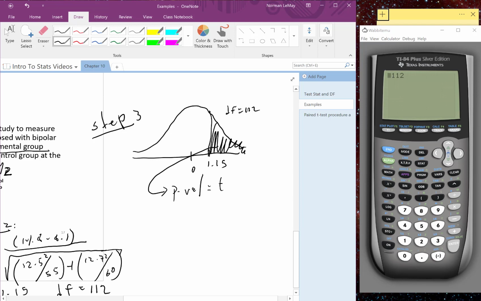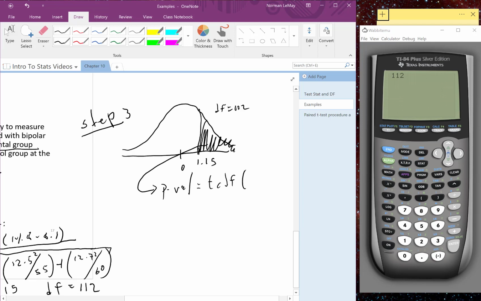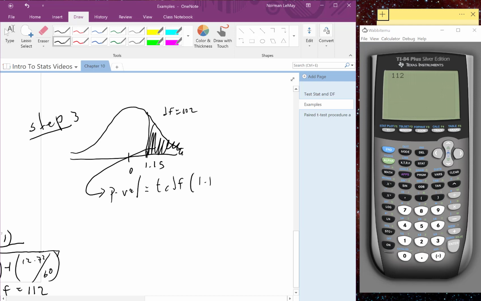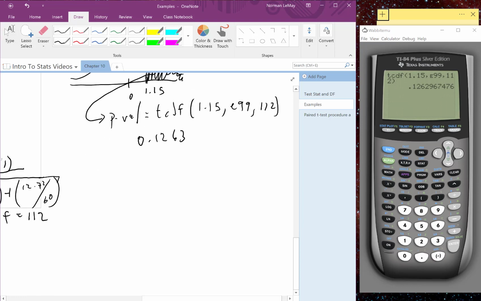So that's going to be TCDF, lower bound 1.15, upper bound E99, degrees of freedom is 112. All right, so second distribution, menu option 6, lower bound 1.15, comma, E99, comma, 112. All right, so we get 0.1263. All right, so step 4, we make a decision.